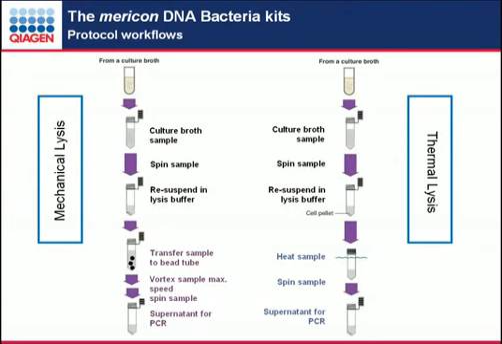You take a sample from your culture broth, spin the cells out, and these cells are going to contain the bacteria. You resuspend them in a lysis buffer, and you transfer that to a bead tube, and you bead it either in a vortex or in some kind of mechanical disruptor machine. Spin that again, and the supernatant is going to contain the DNA for your PCR.